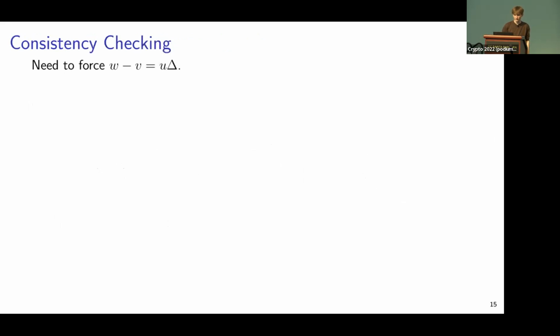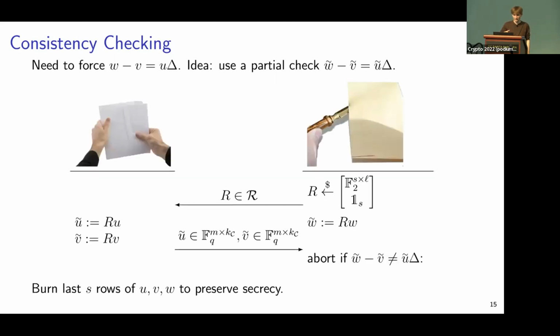So to fix this, the standard technique is a consistency check. I'll present a simplified version of Soft Spoken OT's consistency check, which is similar to the OOS consistency check. In a consistency check, part of the correlation they have is revealed and checked, while the rest is kept secret. The idea is that multiplication on the left by a matrix preserves the subfield VOLE correlation. You can reveal only a piece of the information and have it check the whole thing.